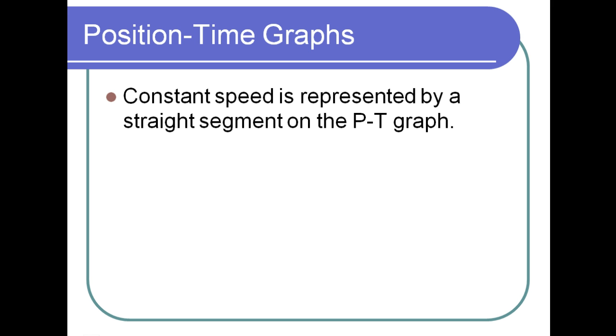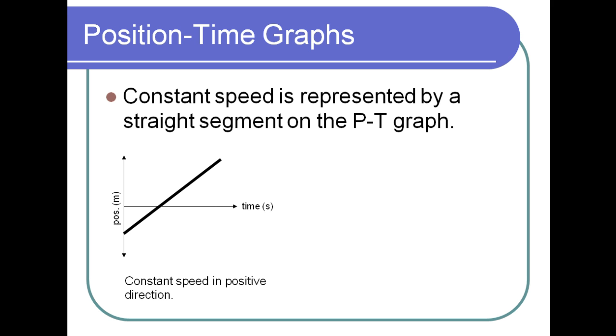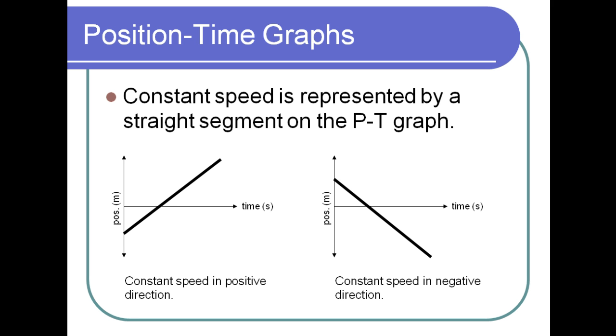So constant speed is represented by a straight segment on the position versus time graph. That is constant speed. So it's traveling at a constant speed, say 10 meters per second, or if we were talking about velocity, it's 10 meters per second in a direction, away. This is constant speed in what we call the negative direction, or traveling back towards something. So it would be a straight linear line in the negative direction.